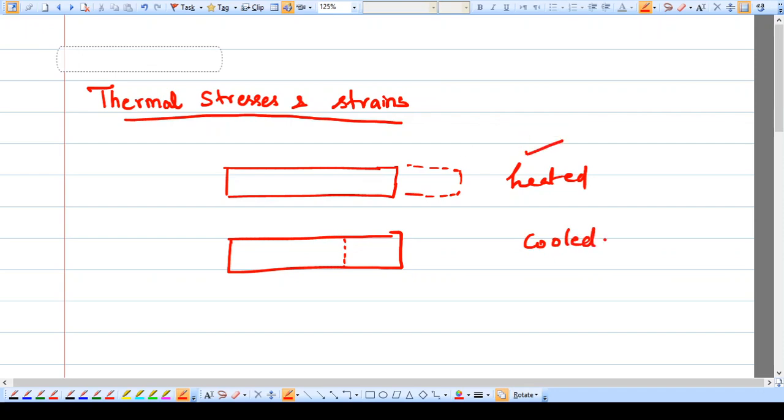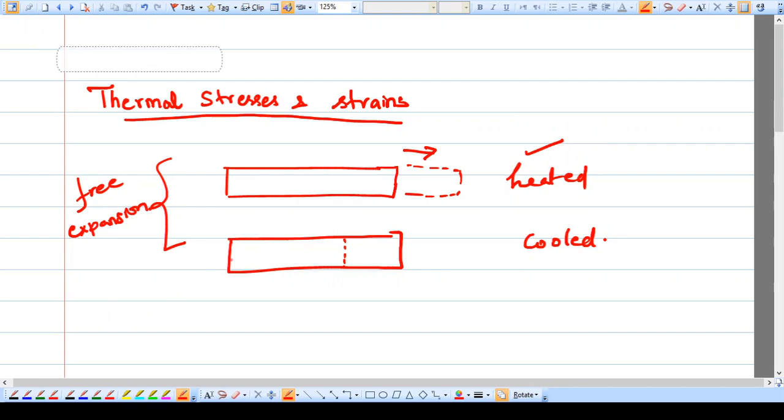So if it is a heating process, the member gets elongated, and if it is cooled, there is a decrease in length. So both these conditions are free expansion.